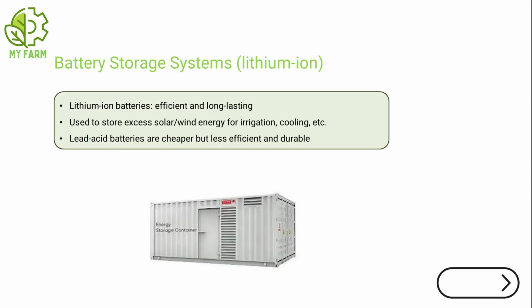One of the most common and effective methods of storing electricity on farms is through the use of batteries. Batteries allow farmers to capture excess energy generated by renewable sources like solar panels or wind turbines and use it later, when energy production is low, such as at night or on cloudy days. Let's take a closer look at the two most widely used types: lithium-ion and lead-acid batteries.